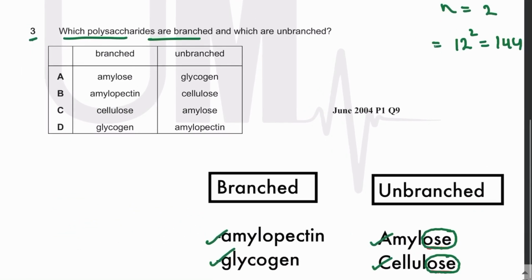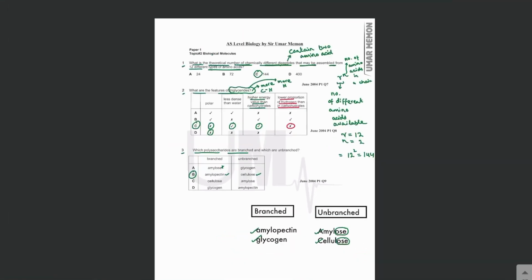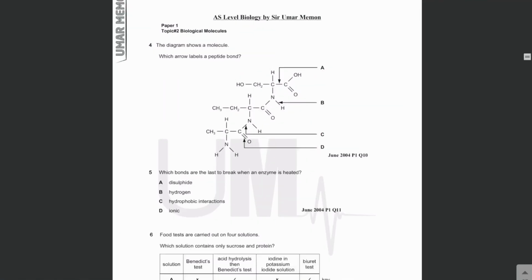So what should be the answer? Amylose is not branched, right? And amylopectin is branched, cellulose is unbranched. So the answer is B, right? Let's move on to MCQ number 4.